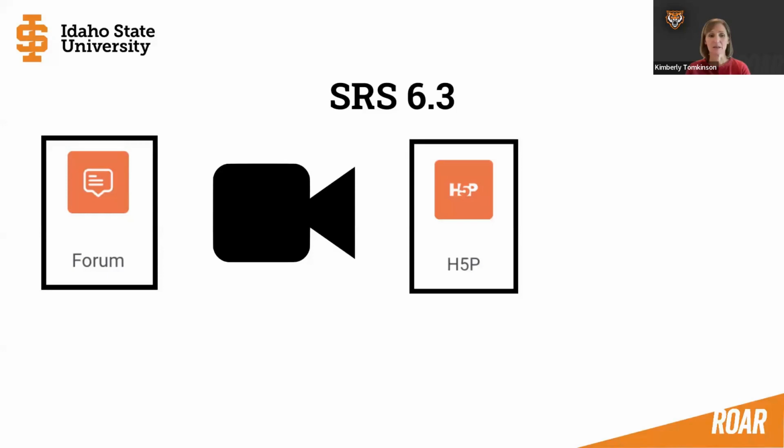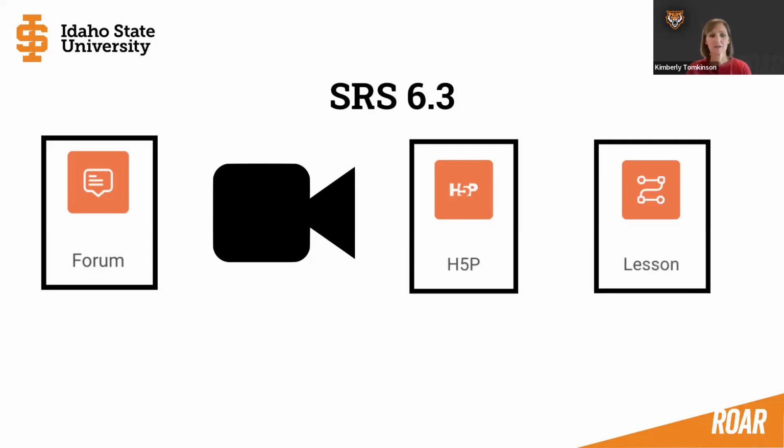H5P also has many options for interactive learning, such as dictation that can be used to create practice activities for language classes or a virtual tour for a geography class. You can also use drag and drop H5P, where you have students drag items onto an image, for example. And then the lesson tool is a great way to present information and insert formative assessment so students can monitor their progress as they go. This is also a good way to give students immediate feedback.